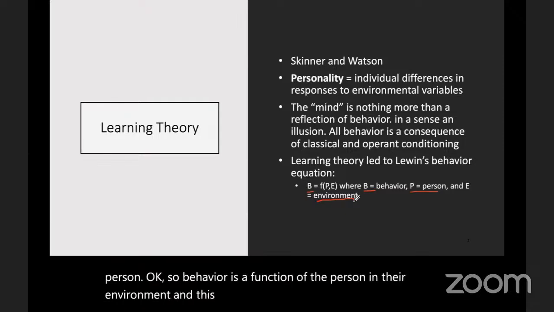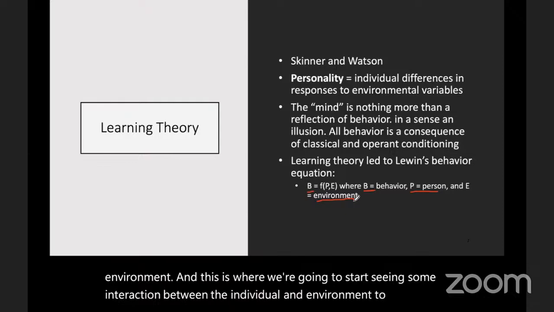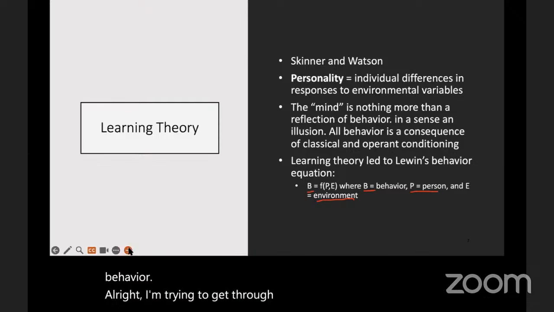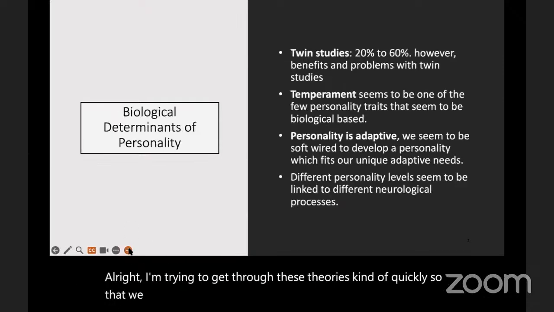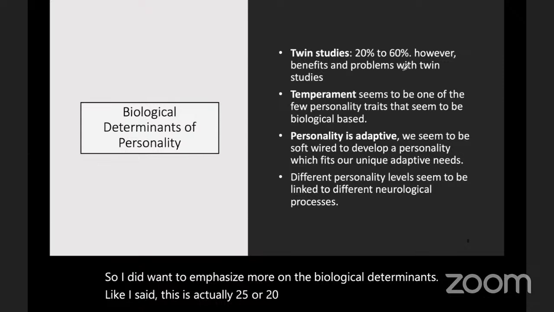And this is where we're going to start seeing some interaction between the individual and environment to produce one's behavior. All right. I'm trying to get through these theories kind of quickly so that we can talk more about culture on Thursday. So I apologize. So I did want to emphasize more on the biological determinants. Like I said, this is actually 25 or 20 to 60%.